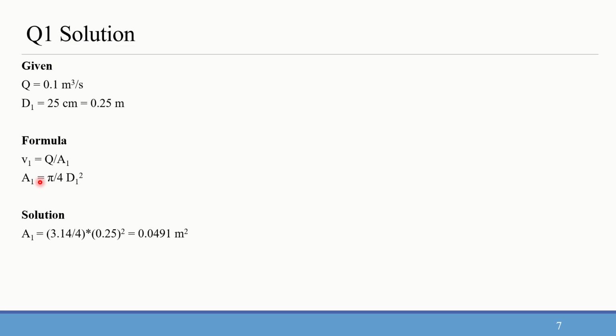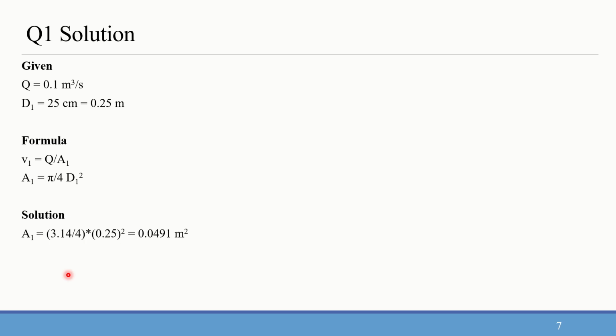So it is pi by 4 d1 square. d1 here is 0.25 meters, so we can directly substitute it. It is 3.14 divided by 4 into 0.25 square, that gives us 0.0491 meter square. So this is the cross sectional area.